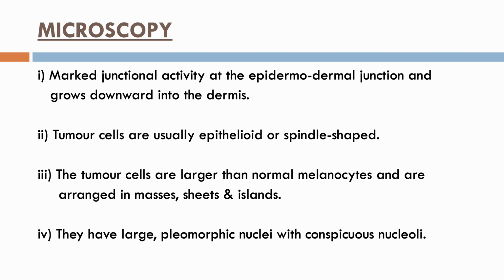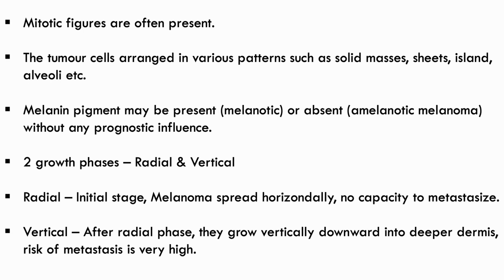Tumor cells are usually epithelioid or spindle shaped and the tumor cells are larger than normal in size compared to the normal melanocytes and will be arranged in masses, sheets and islands. They have large pleomorphic nuclei with conspicuous nucleoli. Mitotic figures are often present and the tumor cells are arranged in various patterns such as solid masses, sheets, islands, alveoli, etc. Melanin pigment may be present.